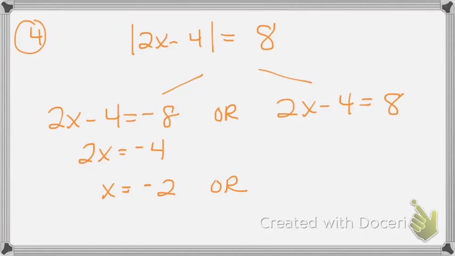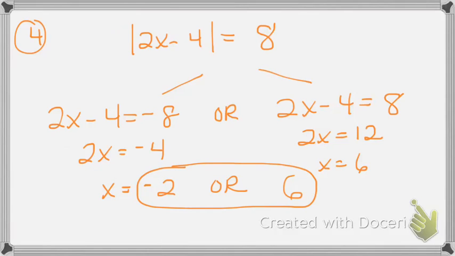Other side, add 4 to both sides again. 2x equals 12. Now divide by 2, 6. So you can either use -2 or +6. I promised you 5 examples, and 5 examples is what I'm going to give you. Anything I can clarify before I do my very last one here?